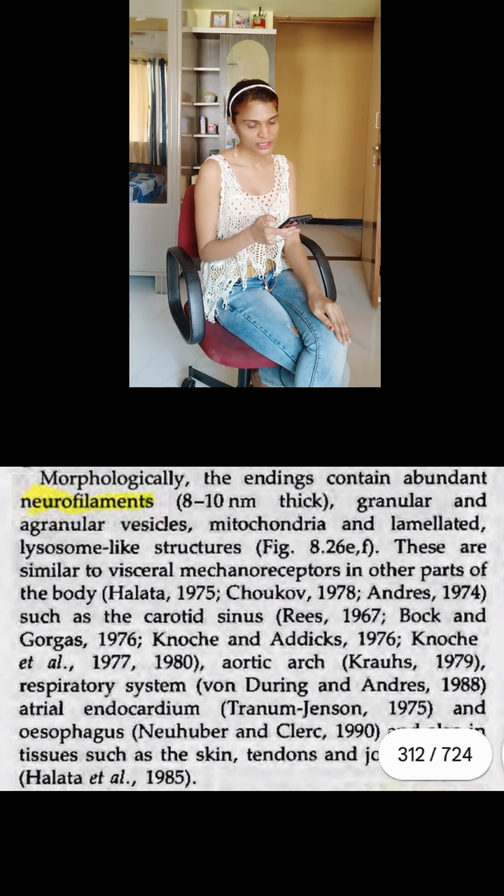Morphologically, the endings contain abundant neurofilaments, 8 to 10 nanometer thick, granular and agranular vesicles, mitochondria and lamellated lysosome-like structures. These are similar to visceral mechanoreceptors in other parts of the body, such as the carotid sinus, aortic arch, respiratory system, arterial endocardium, and esophagus, and also in tissues such as skin, tendons, and joint capsules.